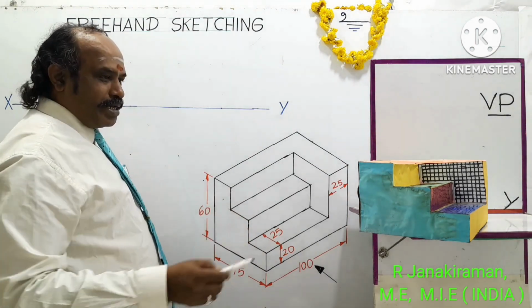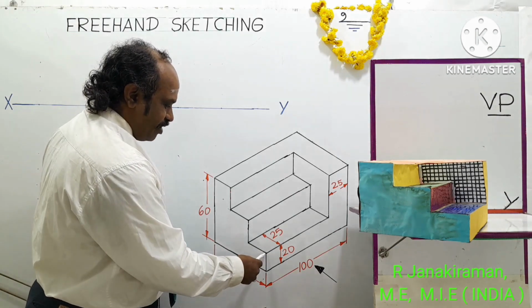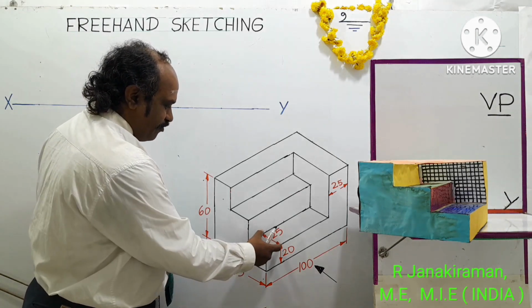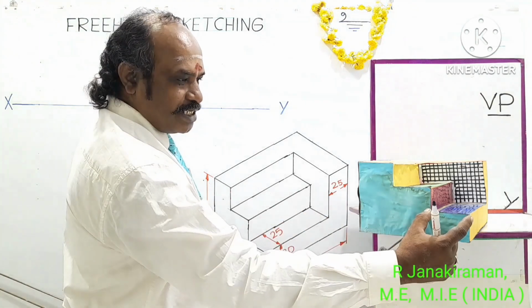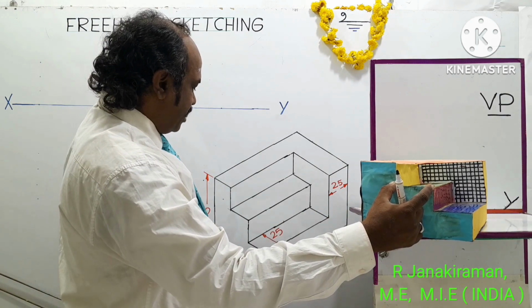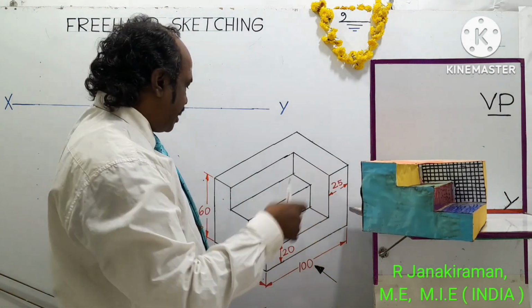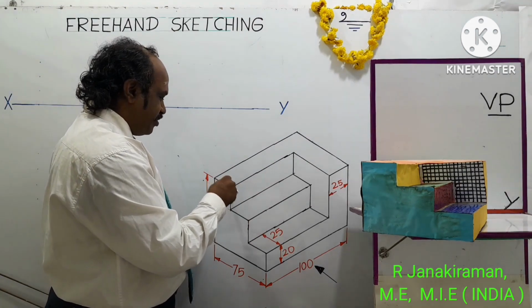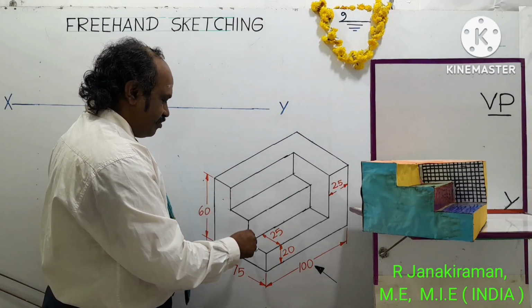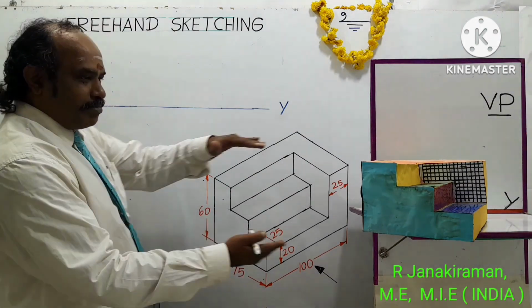The breadth of this step 1 is 25 mm. From here to here represents 25 mm, that corresponds to this length. You can take the second step breadth as 25 mm. And the third step in the top surface can also be taken as 25 mm from here to here. Same as this.